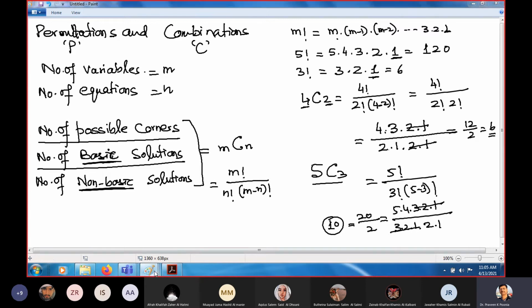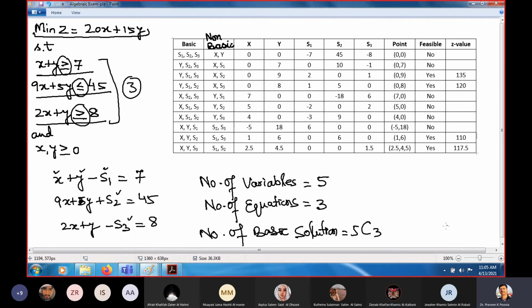So how many solutions are possible in this? There are 10 possible solutions, 10 basic solutions. Now you can see 1, 2, 3, 4, 5, 6, 7, 8, 9 and 10. So these are the 10 possible corners in this question.